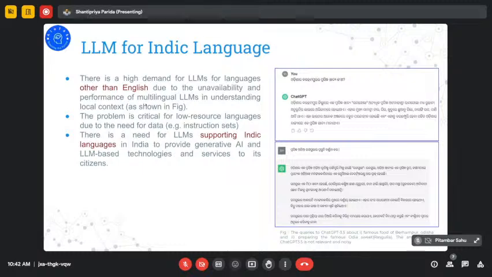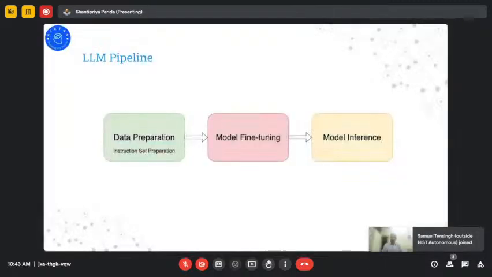As I said, there will be a lot of high demand for LLMs for Indic languages other than English. The major problem is the data for these low-resource languages, like how to get the instruction set. We also need to support the Indic languages so that generative AI or LLM-based technology can reach the citizens, the real people, so that they are able to use it. That is the motivation, and we tried in this direction.